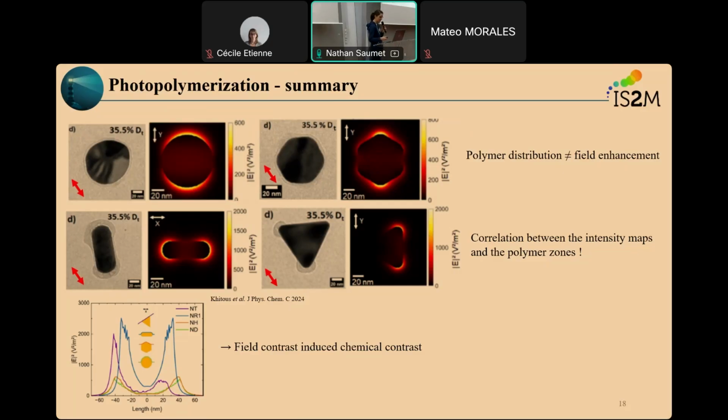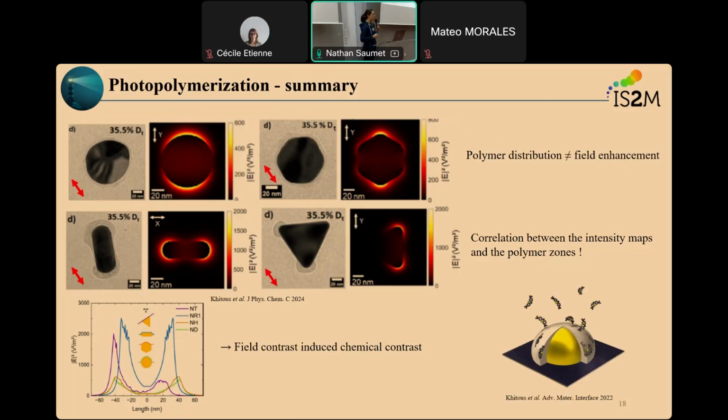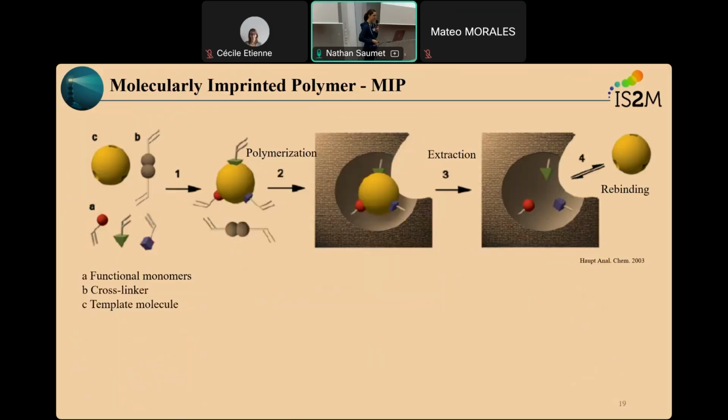So it can be explained like this. But if we look globally at these results, we are able to put polymer where the field is the highest for some particles. And thanks to that, we apply this to concrete experiments with detection. In our lab, we are able to create molecularly imprinted polymers and to put them in formulations that photopolymerize.